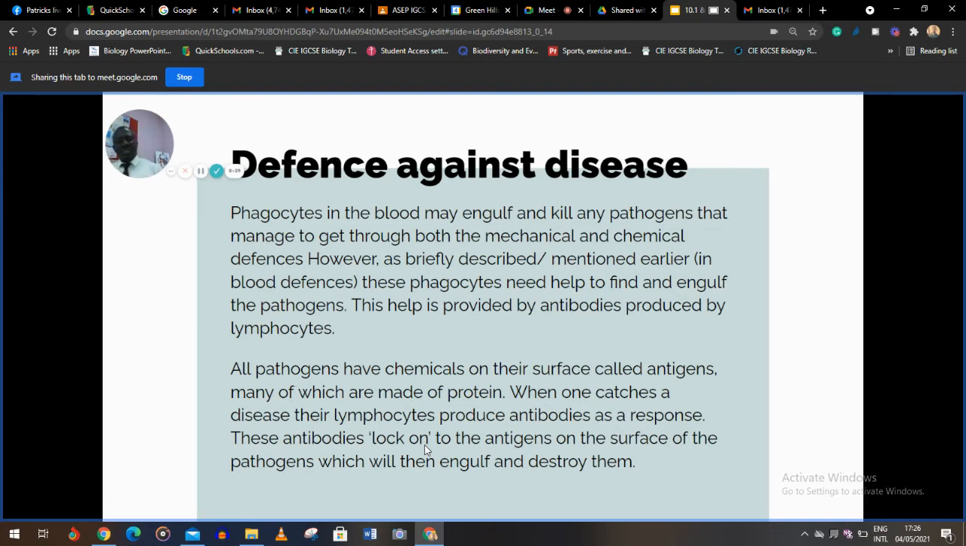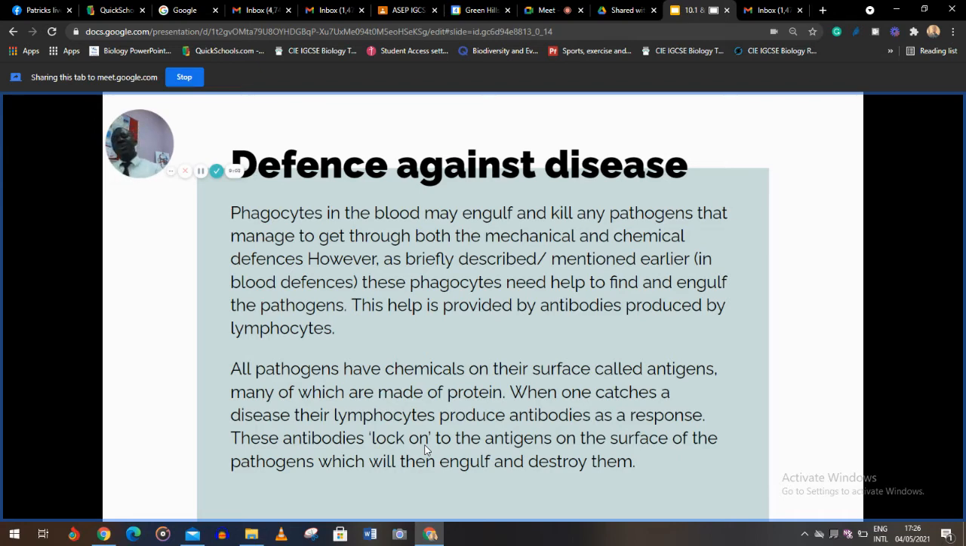All pathogens have chemicals on their surface called antigens, many of which are made of proteins. When one catches a disease, their lymphocytes, the type of white blood cells I mentioned, come from stem cells and differentiate into two types in a previous video. Some grow and differentiate in the bone marrow, others in the thymus gland, which is found above the chest.